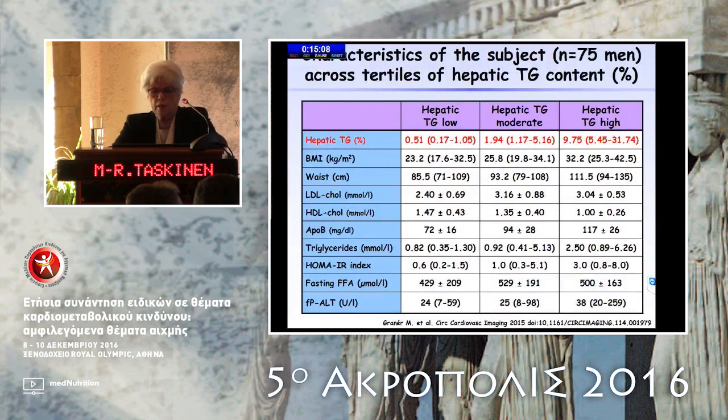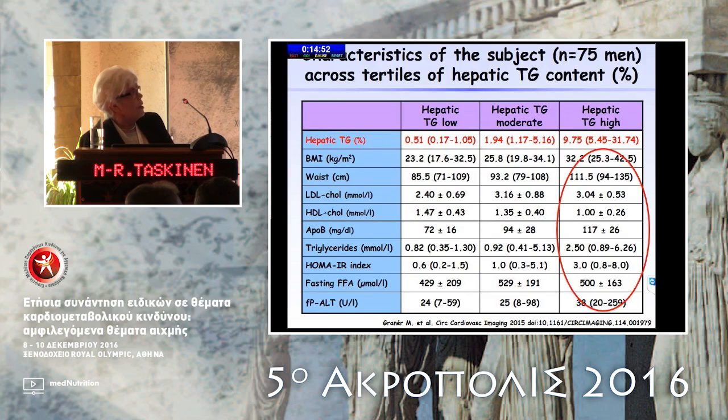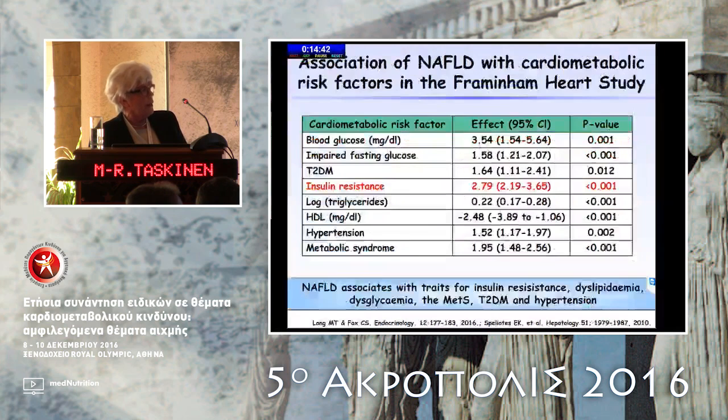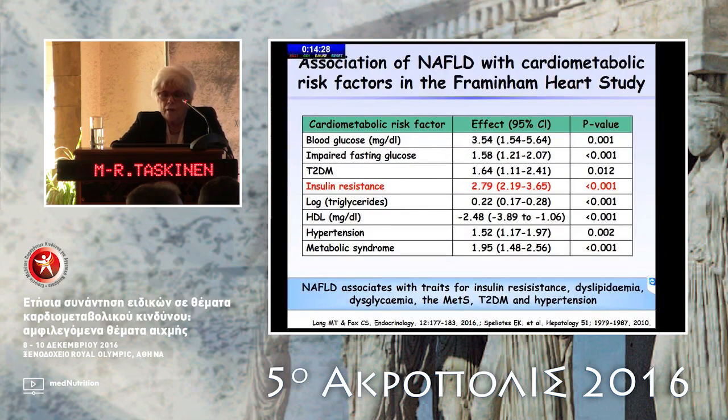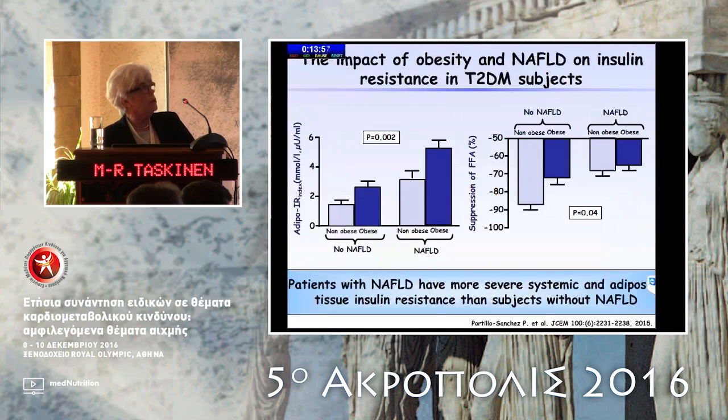Then recently there was this nice publication from the US where they looked at the association of non-alcoholic fatty liver disease, and they used two indexes for the measurement of insulin resistance, the adipose tissue insulin resistance index and also the suppression of free fatty acids. They had two groups, people who were not diabetic, divided into non-obese or obese, and those who were diabetic, also non-obese or obese, as shown over here. In both groups, non-alcoholic fatty liver disease was clearly increased if you had obesity. It looks like patients with non-alcoholic fatty liver disease have more severe systemic and adipose tissue insulin resistance than subjects without it, as clearly shown by these blue columns over here and the reduction in the suppression of free fatty acids.